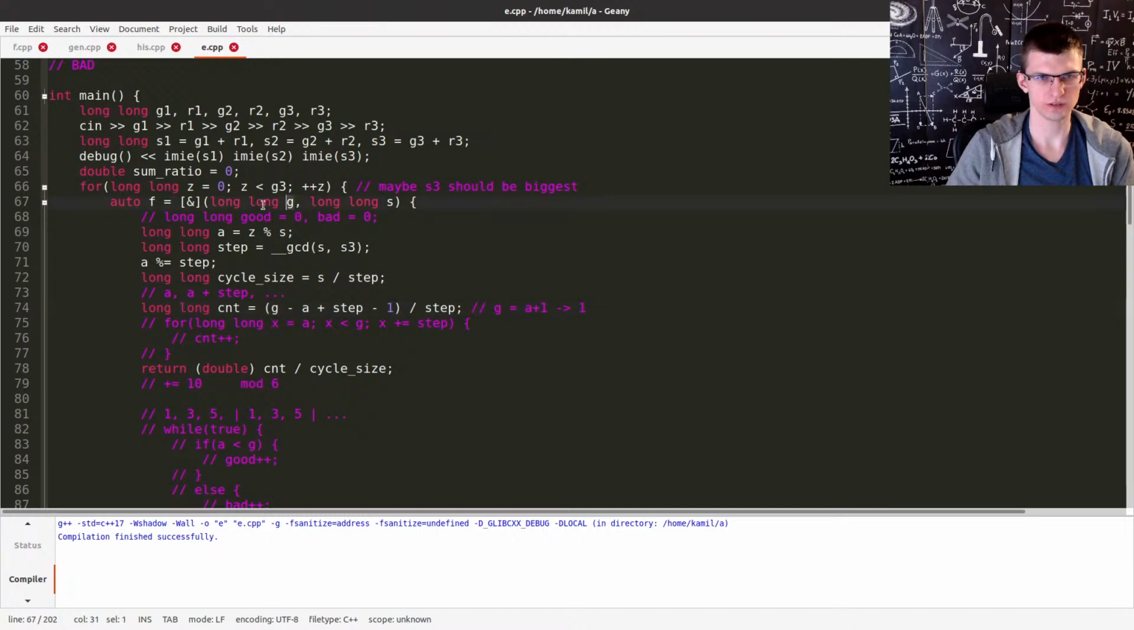What is G? G is that. I will transform this a little bit. This minus A, that many consecutive values of A, so that many consecutive values of Z are the same. And still, I'm not sure if S3 maybe should be biggest.